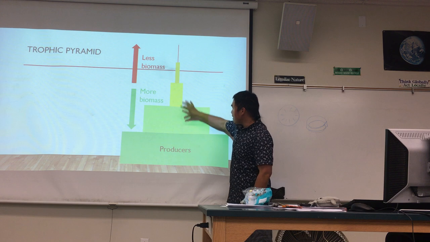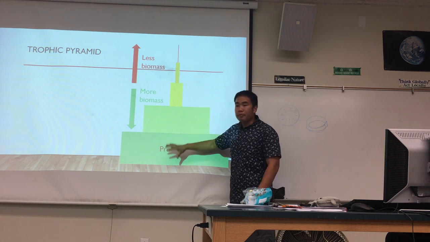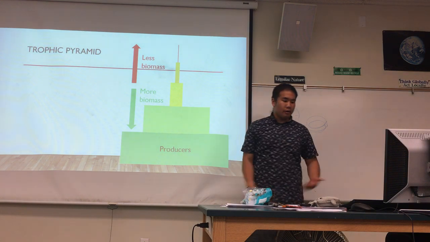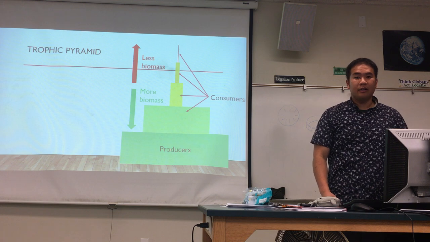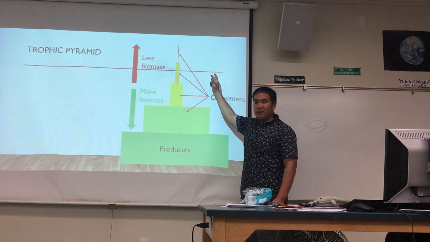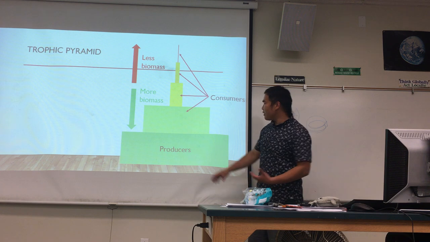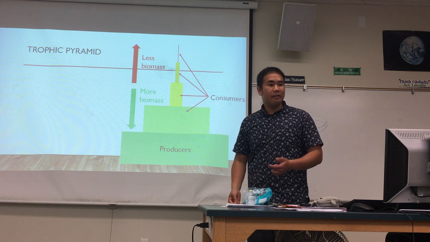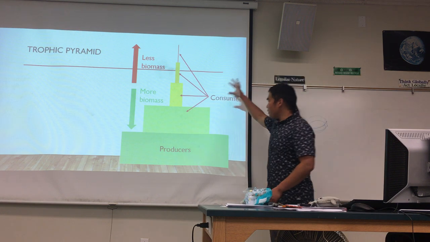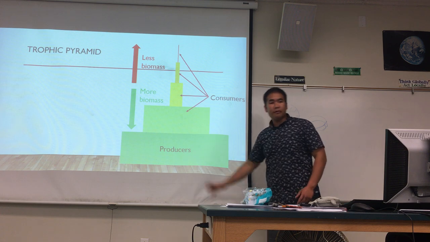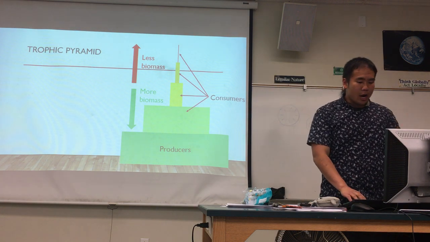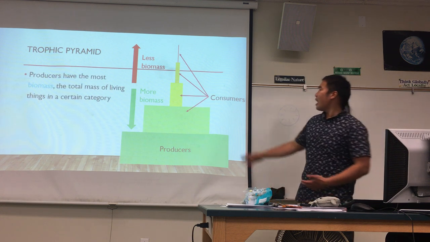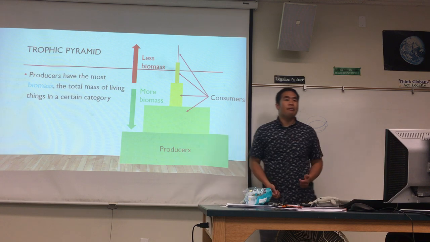If you are in these levels, then you eat the level below you. If you eat the level below you, by definition, all four of these levels are consumers. You can't have a producer up here. Does that make sense? You can't, because by definition of being above something else, you eat them. If you eat them, then you're not a producer, you're a consumer, right? So we got four levels of consumers, or more, or less, and one level of producer. Everything near the bottom, producers and low consumers, have greater biomass, and the high consumers have low biomass.